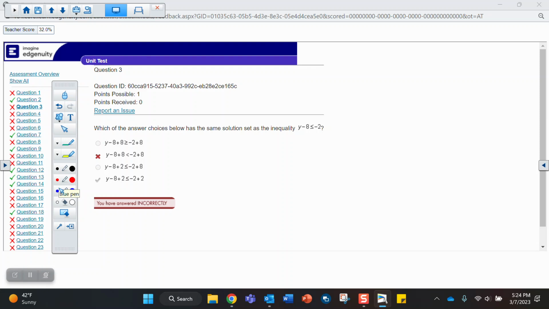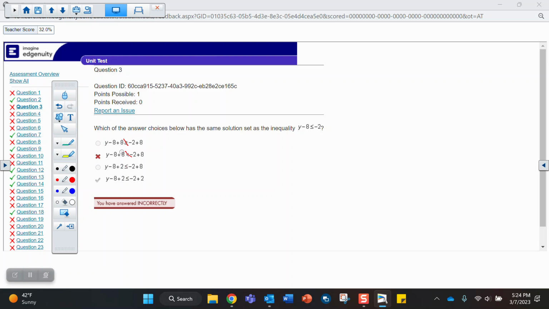This one asks which of the answer choices below has the same solution set as the inequality. So you're looking for an inequality where they're doing the same thing to both sides. The first inequality is not correct because they flipped the sign, and we don't need to flip the sign there. The one that you chose, we dropped the or equal to line. We don't ever do that.